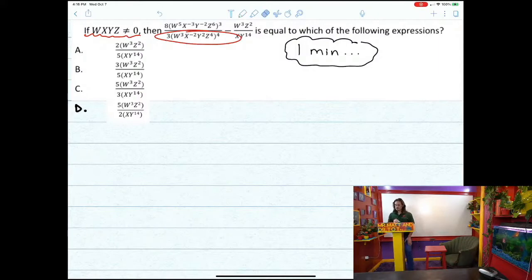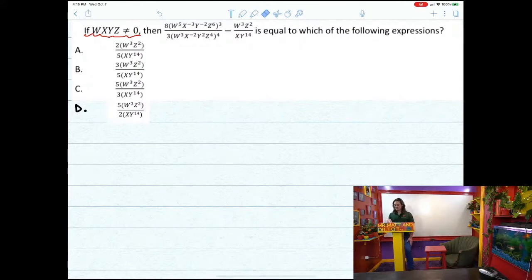You just want to start with your simplification process here. So notice there's nothing really to do with this fraction on the right-hand side. It looks pretty simplified, but there's a lot to do with this fraction right here. So that's where I would start, and make sure that you notice those exponents on the outside of the parentheses.